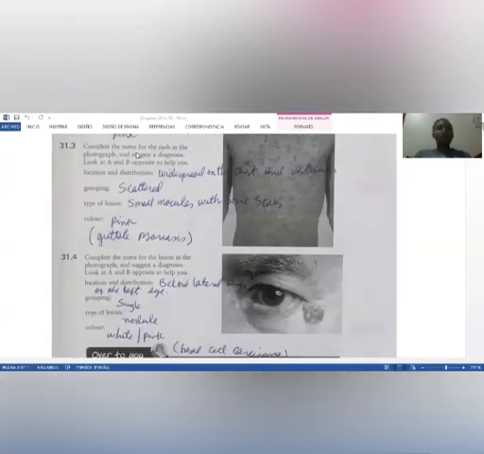Complete the notes for the rash in the photograph and suggest a diagnosis. Look at A and B opposite to help you. Location and distribution: widespread on the chest and abdomen. Grouping: scattered. Type of lesion: small macules with some scales. Color: pink. The diagnosis: guttate psoriasis.